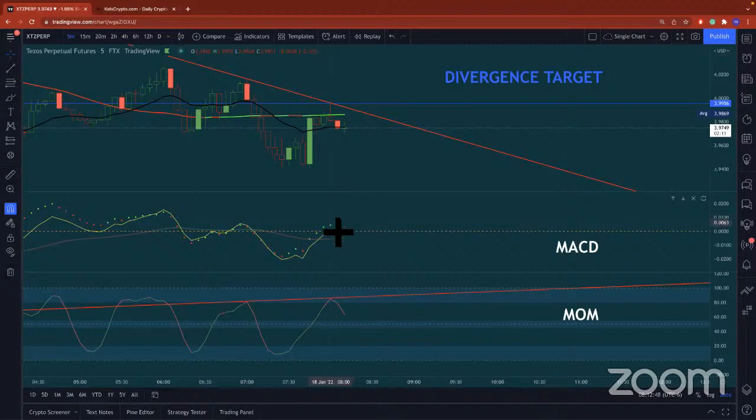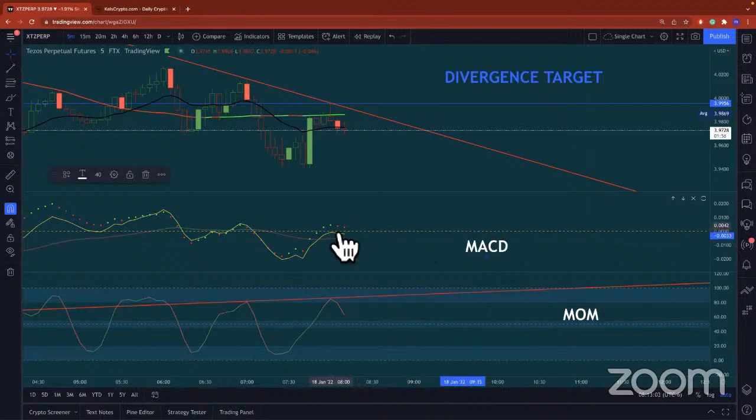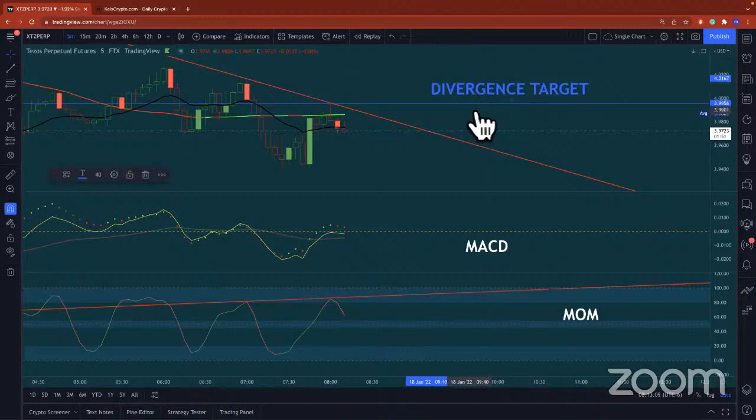So now we see that we have a high over here, and we have a high over here, and we have a hidden divergence on the price action on the custom MACD, and you can see that it's trying to pull down. However, this divergence target is pretty strong for us. It will pull back to this divergence target again, because the higher time frames are still pointing up for it.